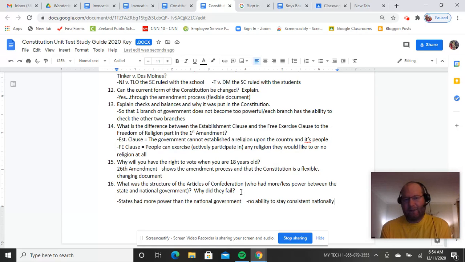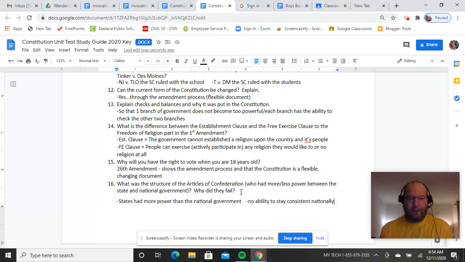We don't depend on the states for some of that key, crucial stuff, and that's really one of the big reasons that the Articles of Confederation failed. The states had way too much power, or maybe we can just say the national government didn't have enough power to make things run smoothly.